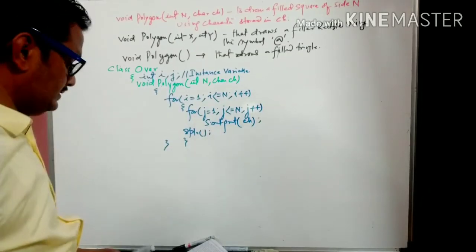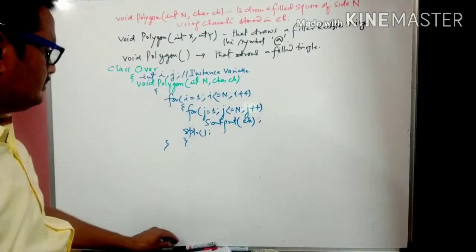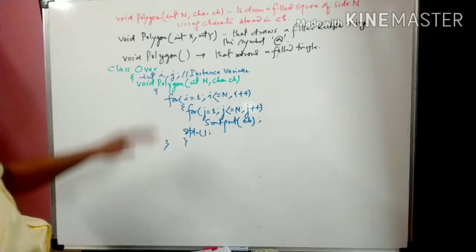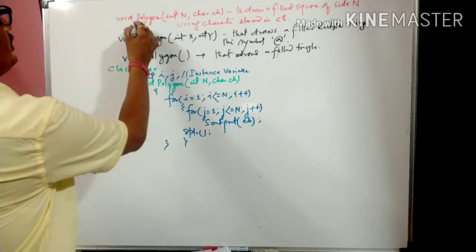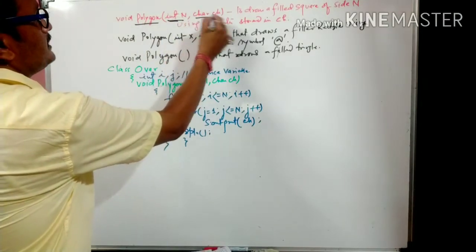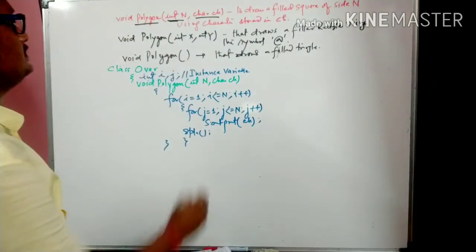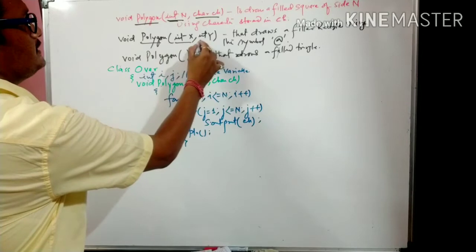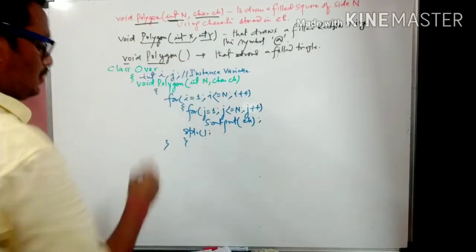Hello children, this is the next question related to method overloading. See the question. Here is a void polygon with two signatures, one is integer, another is character. Void polygon with integer and integer, and void polygon without any signatures.